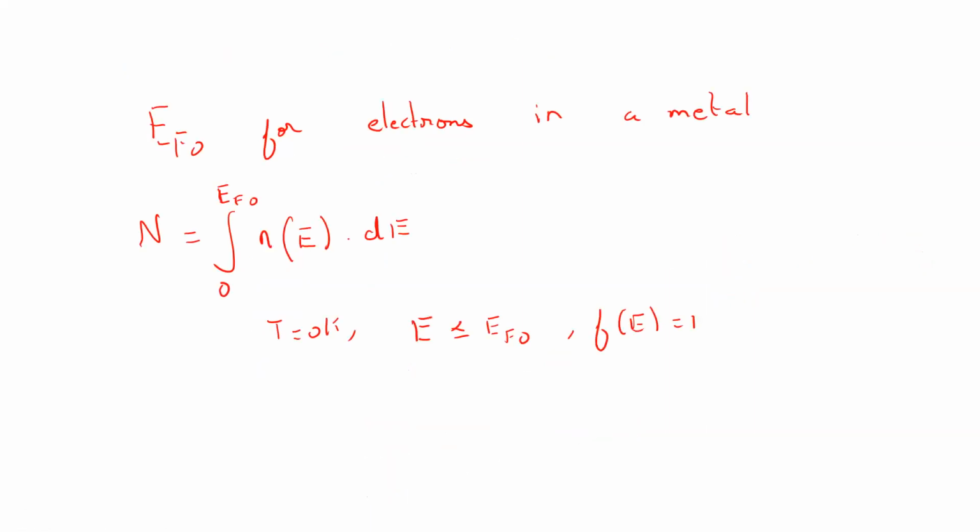So therefore this integral is nothing but N is equal to the integral from 0 to EFO of G of E integrated with respect to E. Now, of course, I have to derive the density of states. So that is our next step, to derive the density of states. This is how we will proceed with the derivation of the density of states.